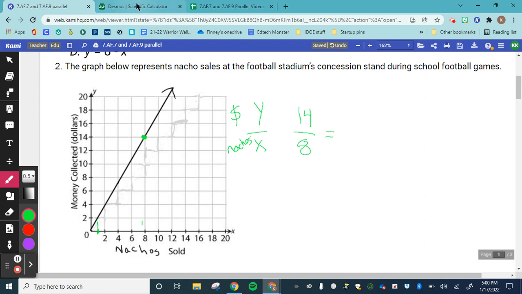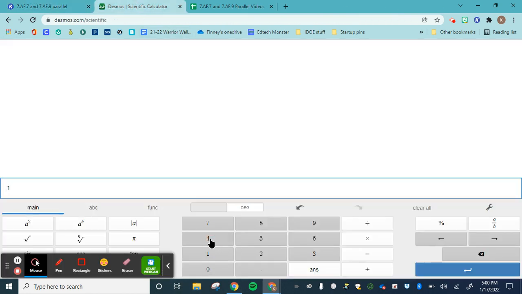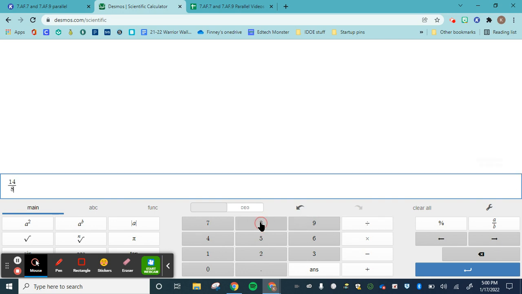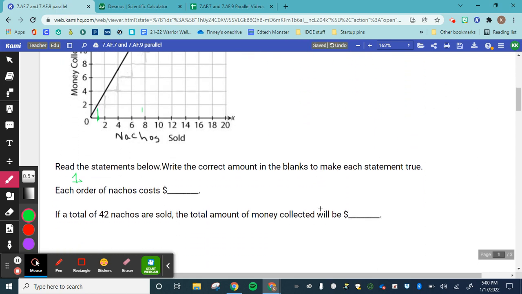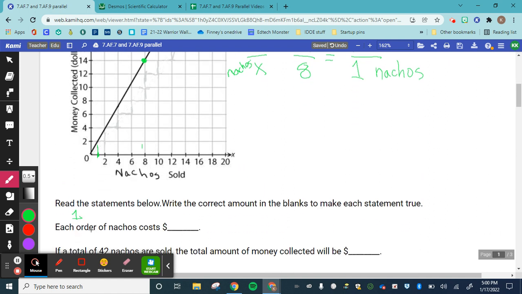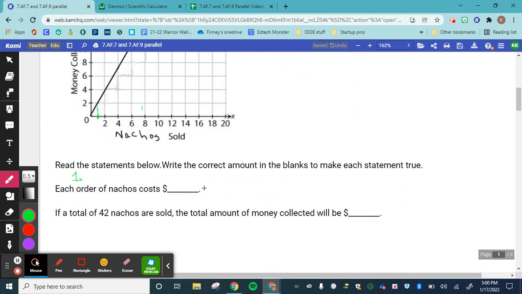Now I need to take out my calculator and do 14 divided by 8, and I get 1.75. So that means that it is $1.75 for one order of nachos. So if I look down in my blanks, it says each order of nachos costs. We just figured out that each order costs $1.75. And notice the dollar sign is already there, so you don't have to write that.